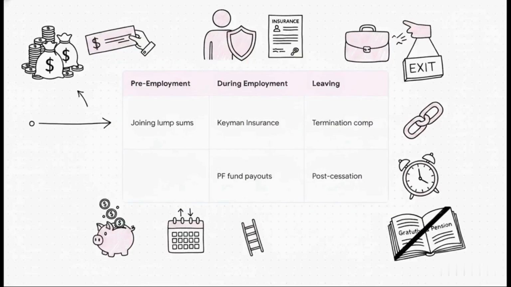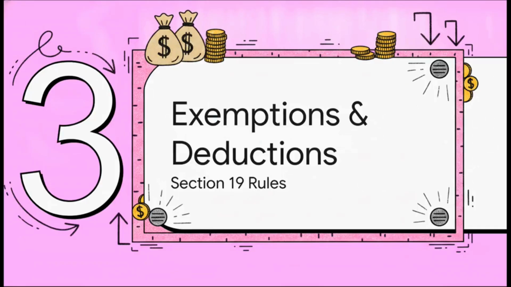Then we have Section 18, which covers profits in lieu of salary across your entire employment timeline. We're talking lump sums you receive before joining, keyman insurance payouts during your employment, and termination compensation when you eventually leave. The catch here is that Section 18 explicitly excludes specific scheduled payments, like gratuity and pension. And actually, that brings us perfectly into our next vital section, which is Section 3, Exemptions and Deductions.